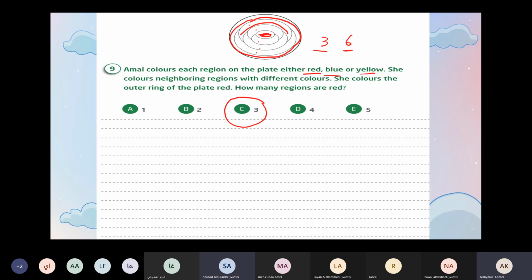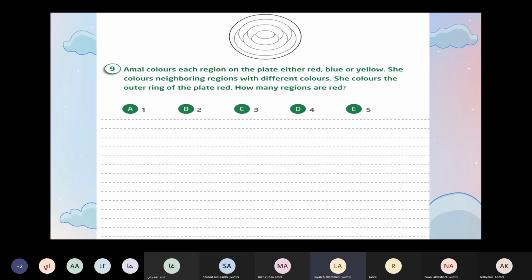Does anyone need me to say it again? Yes. No. Yes. Well, who said no? No, it's okay. I want you to understand it. Who said say it again? Yes, Shahad. Okay. I will erase and we will start again. Miss, me too. I didn't understand question 9. Okay. What's your name also? Layan. Okay. Let's do it again.